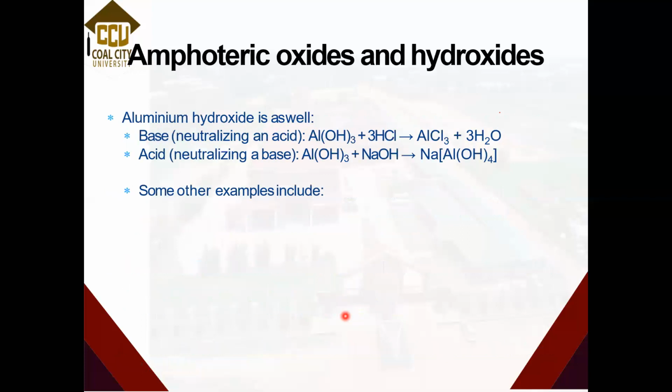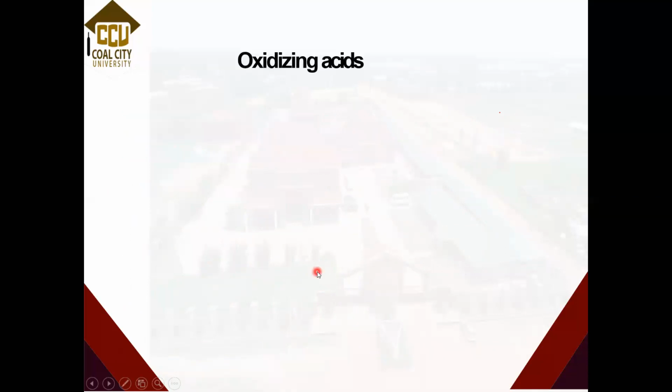Okay, so let's see. Another one is aluminum hydroxide. It is also an amphoteric oxide, can act as an acid and a base, and these are the corresponding equations. Make sure you go through them. Then some other examples that we have of amphoteric oxides are aluminum oxide and lead oxide, among others. So just commit those to memory.